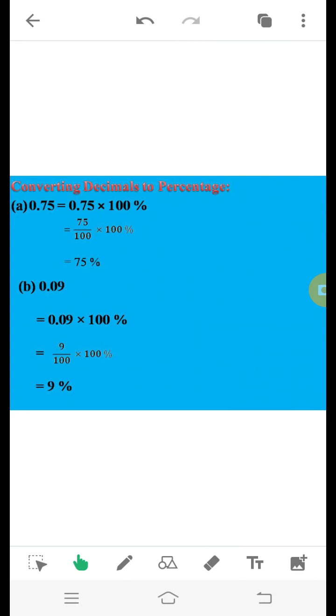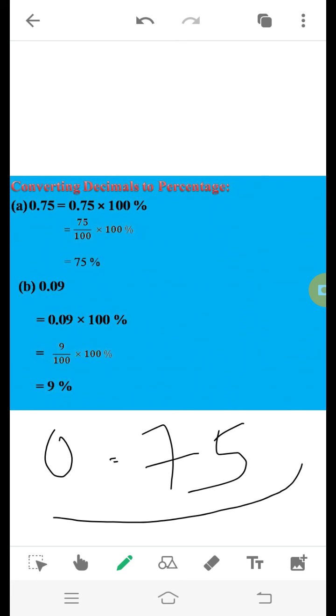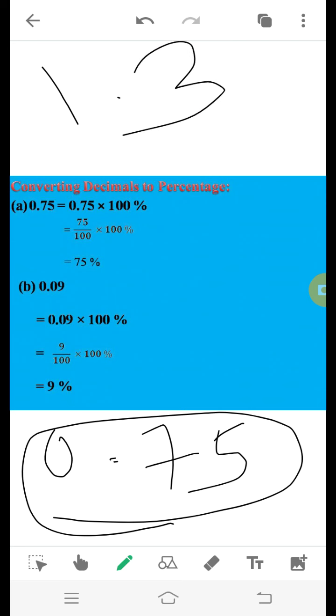Now let us understand how to convert a decimal number to a percentage. For that, first, what is a decimal number? This concept you have also learned in the previous standard. We just revise it again. A decimal number means any number like 0.75. It has a point, so that is your decimal number. 1.3. When we use the point, that number is called a decimal number.